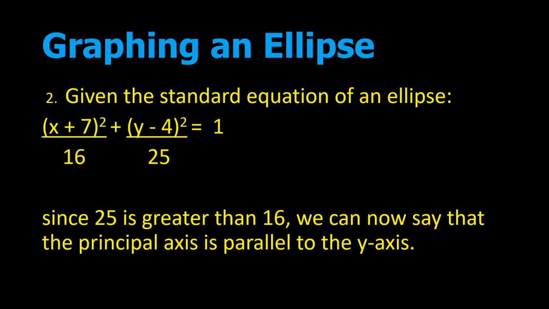Okay, so second example, given the standard equation of an ellipse, the quantity x plus 7 squared over 16 plus the quantity y minus 4 squared over 25 equals 1. Since 25 is greater than 16, we can say that the principal axis is parallel to the y-axis. Okay, so y minus 4 squared over 25. So that is our clue.